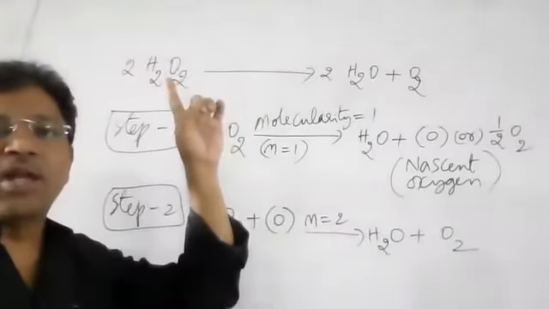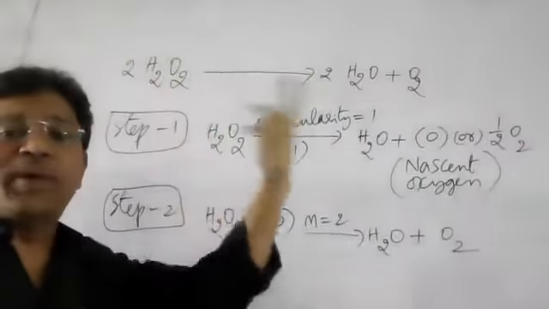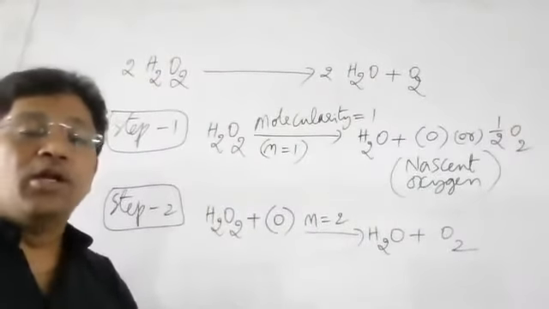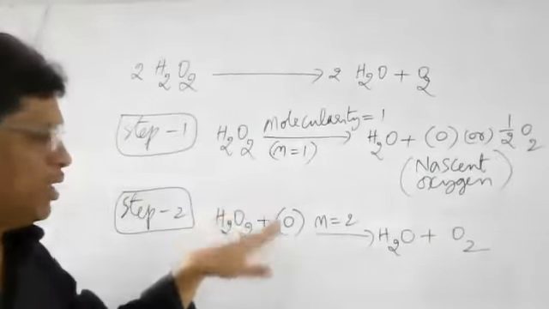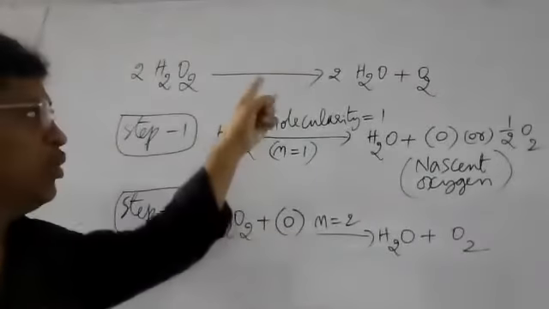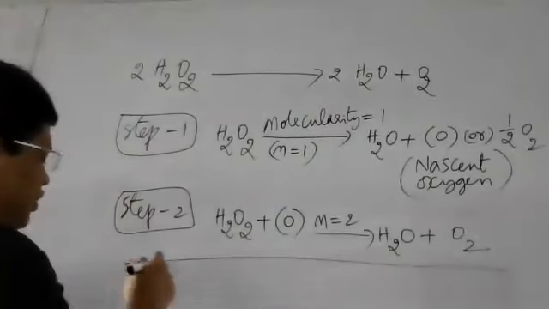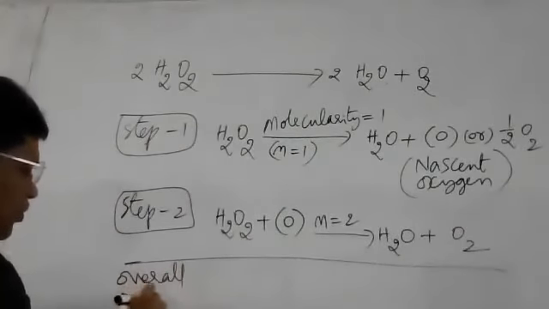But if we take the overall reaction with 2 moles of H2O2, we feel that it is a bimolecular reaction. But it is actually a complex reaction, occurring in 2 steps. That point we have to understand first. Now tell me, these two steps are there. How to get the overall reaction?